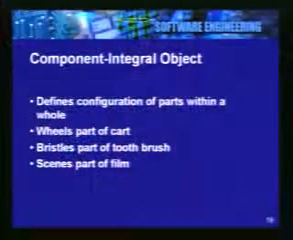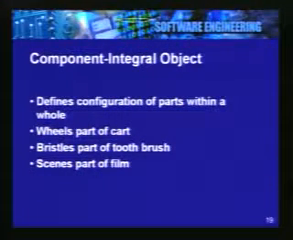So, component integral object, it defines the configuration of parts within a whole. So, for example, wheels are part of a car, or bristles part of a toothbrush, or scenes part of a film. Since they have a sequence, the configuration has a structure, the wheels are at a particular place, the configuration is important; the bristles part of the toothbrush, the configuration of the bristles in the toothbrush is important.